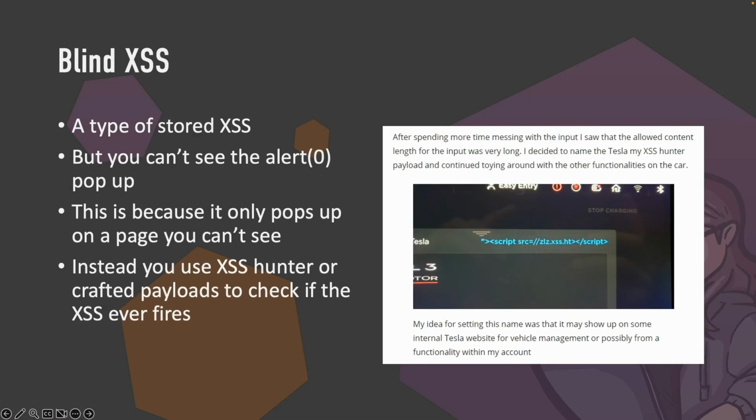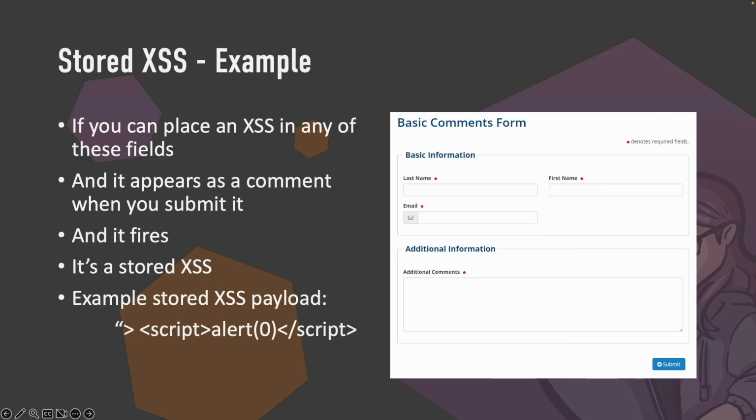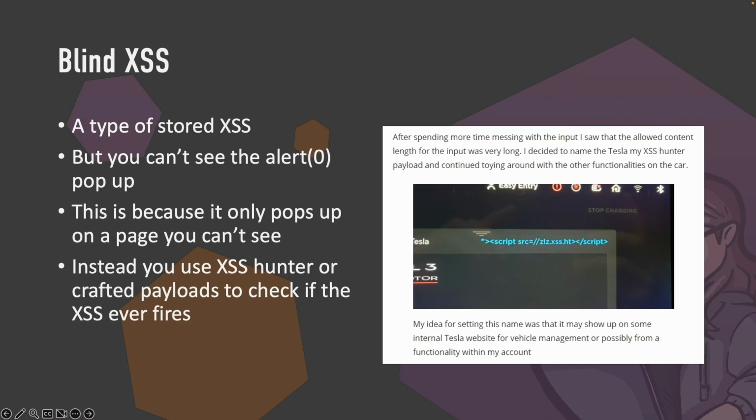The next option we have is blind XSS. Blind XSS is a type of stored XSS, but you don't see the output of alert 0. You don't see that pop up because it pops up on a page you can't see, like an admin panel. So you can use XSS Hunter or crafted payloads to see if the XSS ever fires, but essentially you can imagine, if we take the comment example, if a comment had to be approved by an admin, the XSS payload may appear on their admin control panel, right? It's also really common in reporting posts, in reviews. You've got to think, where does this go into an administrator control panel? Where would that go? What would it look like?